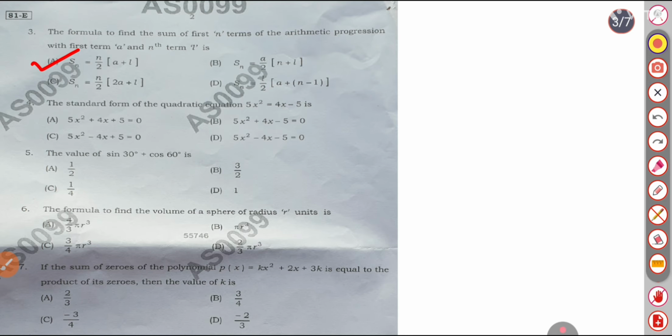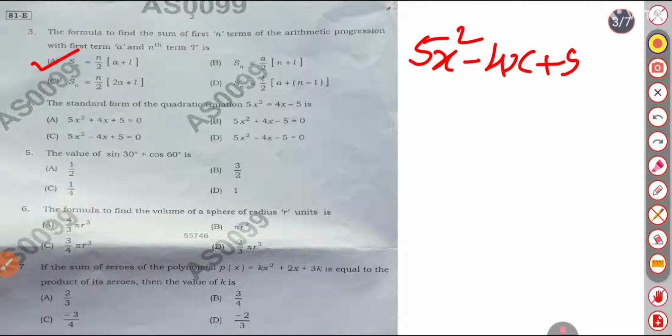Fourth question: the standard form of the quadratic equation 5x square is equal to 4x minus 5 is. To find the standard form, we have to bring everything to LHS, that is, whatever is in the RHS should come to LHS. So 5x square is in LHS. If you bring 4x to LHS, it becomes minus 4x, and again if you bring minus 5 to LHS, it becomes plus 5 is equal to 0. Option C is the correct answer.